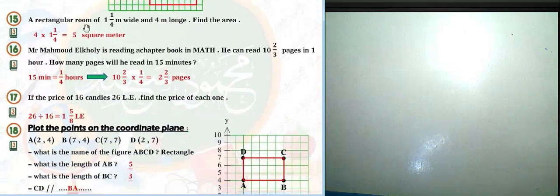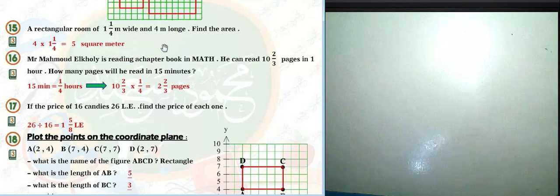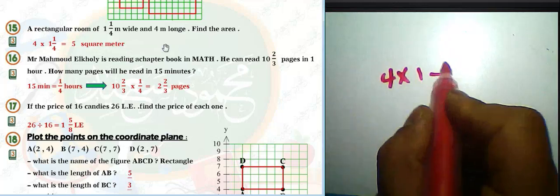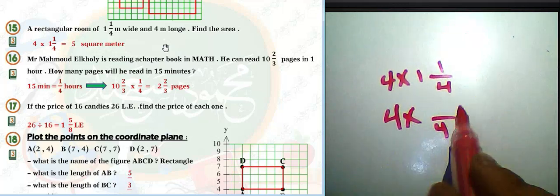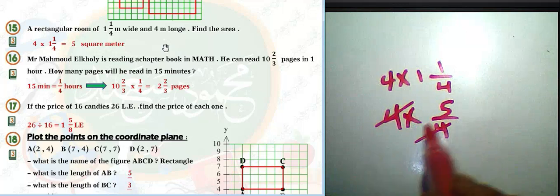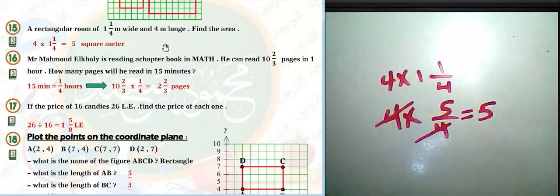Question 15. A rectangular room of 1 and 1 over 4 meter width and 4 meter long. Find the area. The area of a rectangle equals length times width. For multiplication by 1 and 1 over 4, write 4 here and write 4 in the numerator. 1 times 4 equals 4 plus 1 equals 5. 4 divided by 4 equals 1. 1 times 5 equals 5 square units.